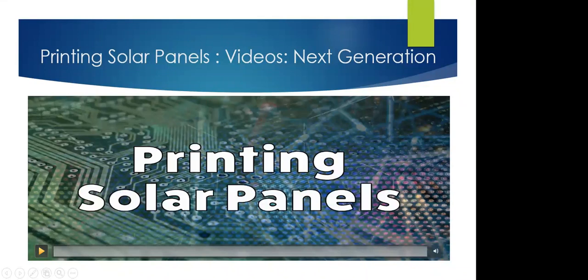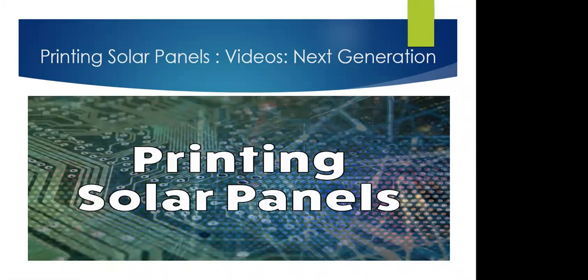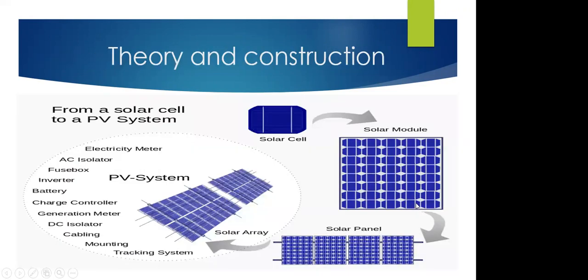So this video is about printing solar panels for the next generation. And next is theory and construction of PV system. PV is photovoltaic module. Theory is from a solar cell to a PV system. Then solar cell is connected to solar module, and then is solar panel. And these raised arrays are solar arrays. And a PV system includes our electricity meter and fuse box, inverter, battery, charge controller, generation meter, and DC isolator.